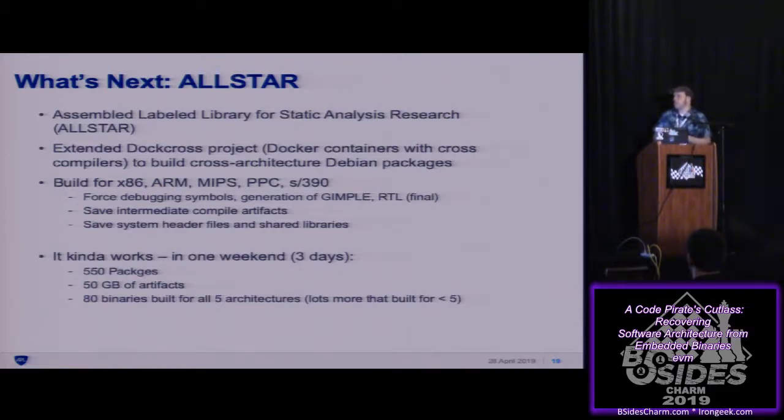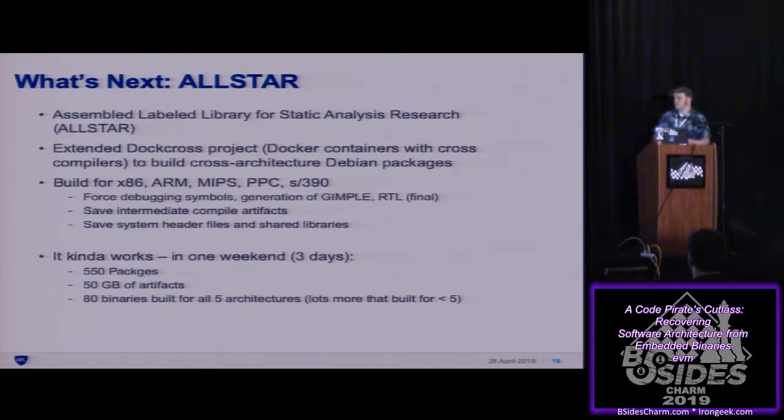And so right now we have a working prototype. It extends the DockCross project, which is basically a set of Docker containers that have cross compilers, and we just extended that to be able to build Debian packages, and it kind of works. That should be my tagline: it kind of works.